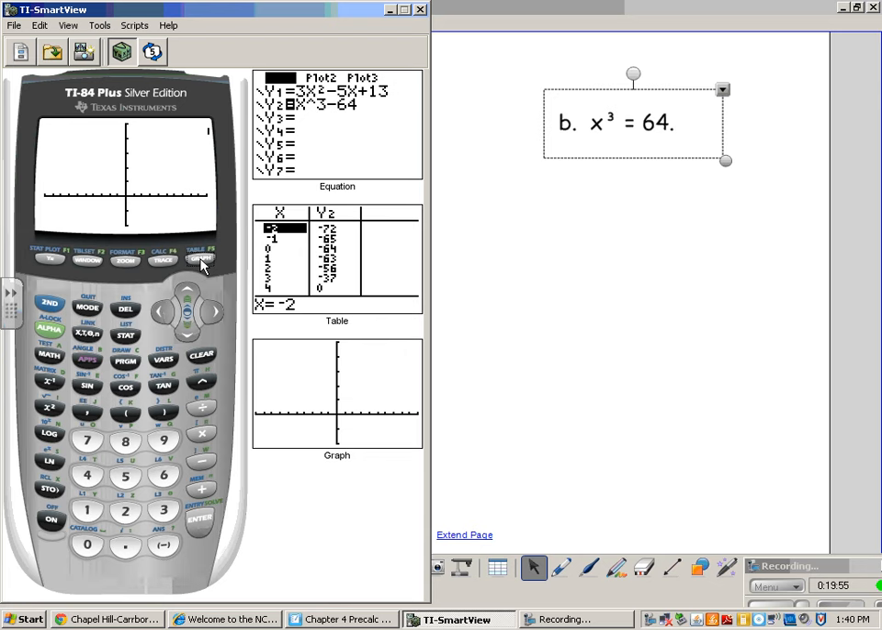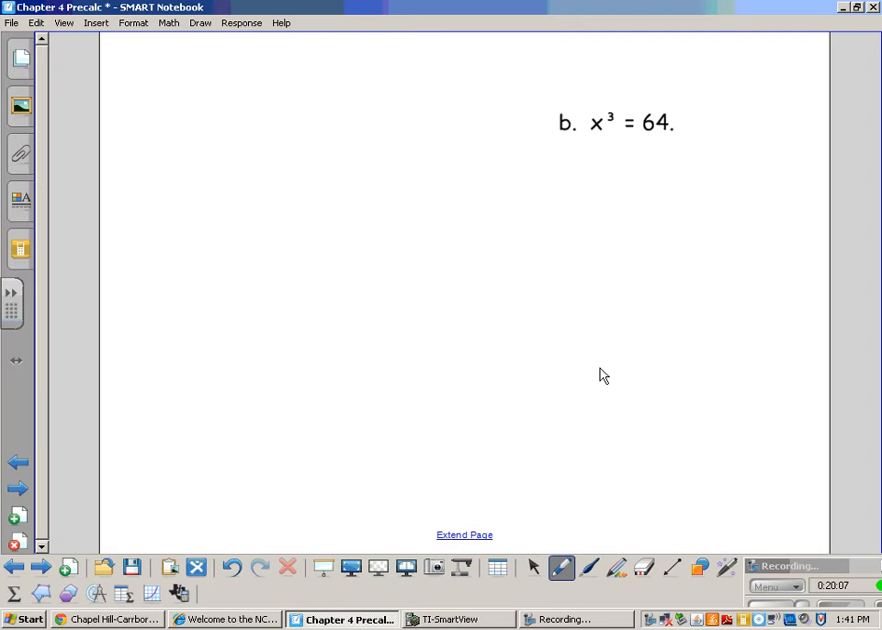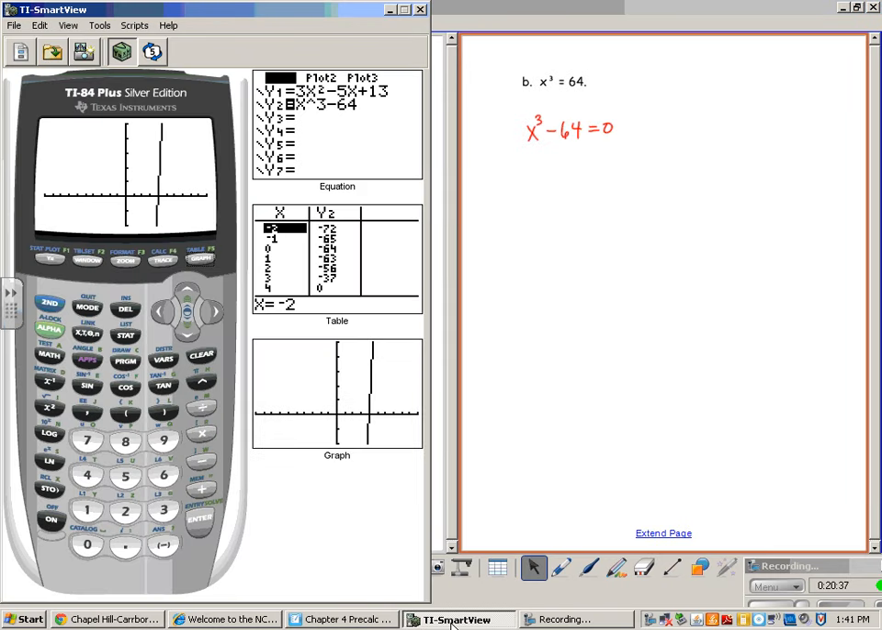Okay, so here we are. We've got a graph. This is the same graph as the last one, and it's not going to work out for us. It looks like we probably need to go further down. The first thing you'd probably want to do is take this equation and rewrite it as x cubed minus 64 equals 0. This is what I put into my y2, x cubed minus 64. Once you're looking at that, you can see that your y-intercept occurs at negative 64. That tells us that we need to see a different graph than what we're seeing right now.